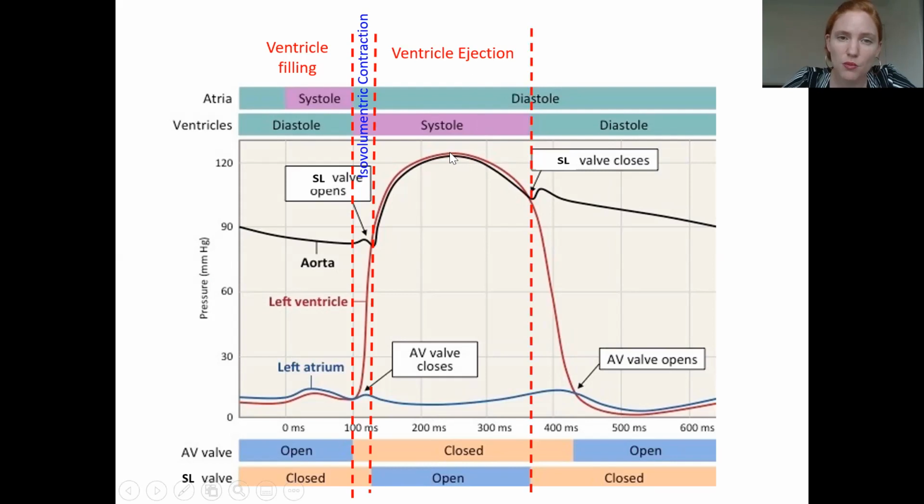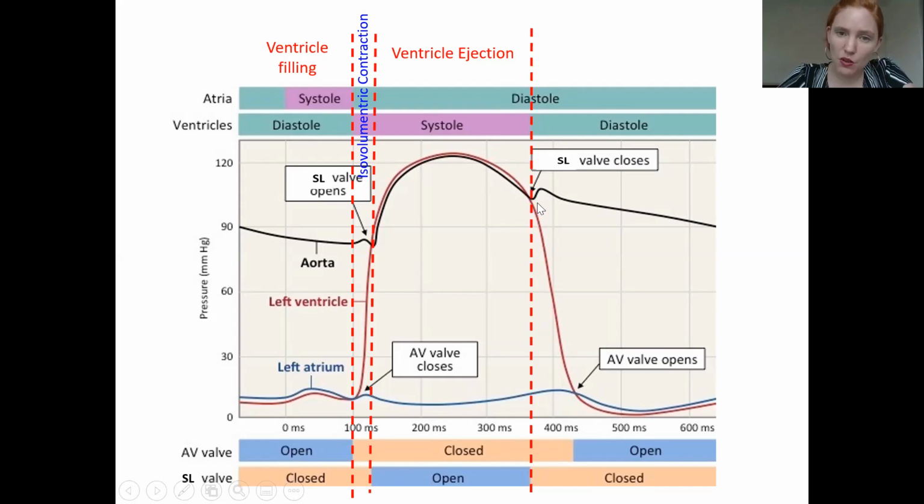At this point, the pressure in the ventricles is greater than the pressure in the arteries and still greater than the pressure in the atria. So that means that the AV valves are continuing to be closed, as they closed over here, but the semilunar valves are now open, allowing the blood to move out into the arteries. Now we have the ventricles beginning to relax, and as they relax, the pressure is going to decline.